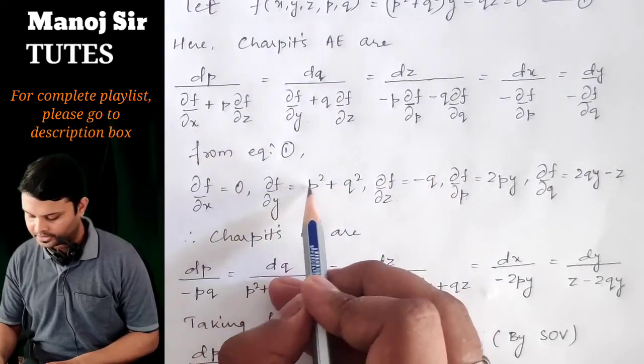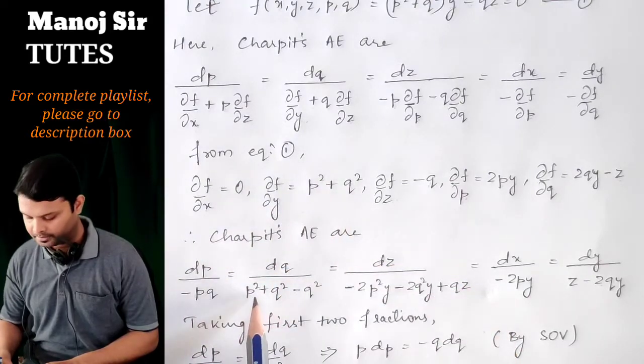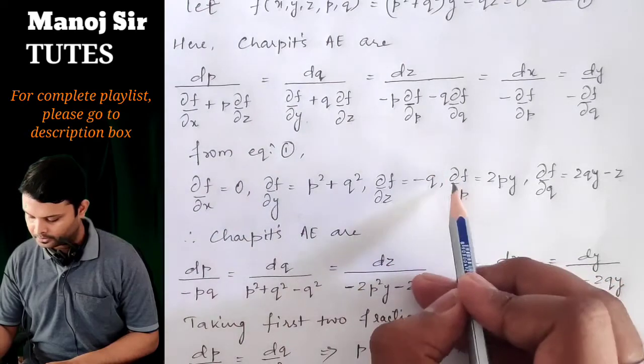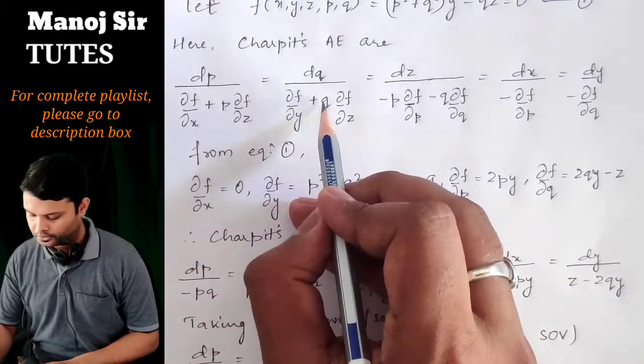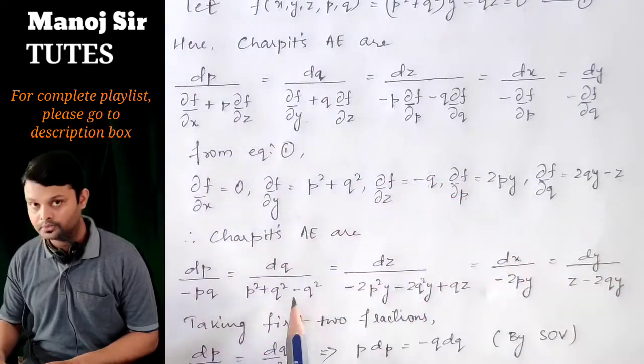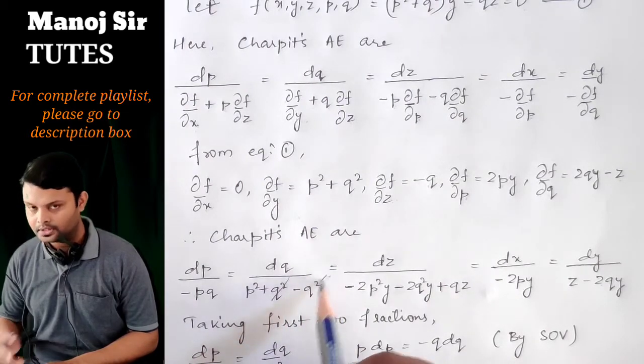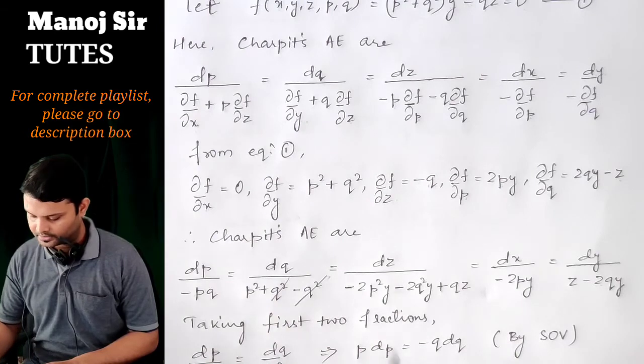What is del f upon del y? That is p square plus q square. So simply write p square plus q square plus q into del f upon del z. What is del f upon del z? That is minus q. So q square with negative sign, that is minus of q square. Here we have positive q square and here we have negative q square. So both terms will get cancelled with each other.